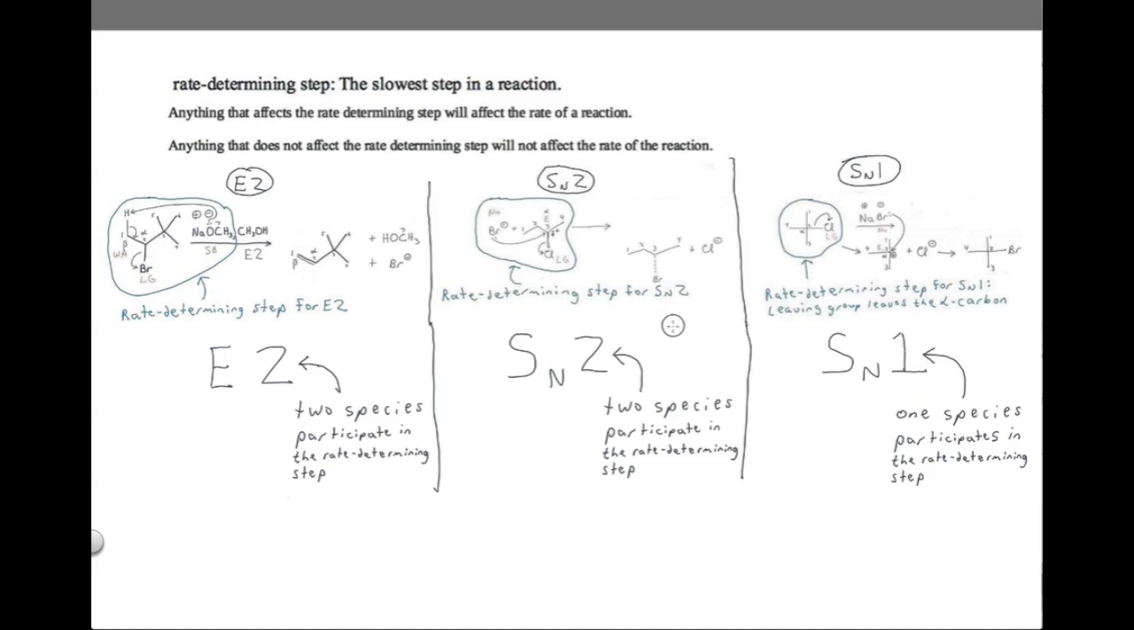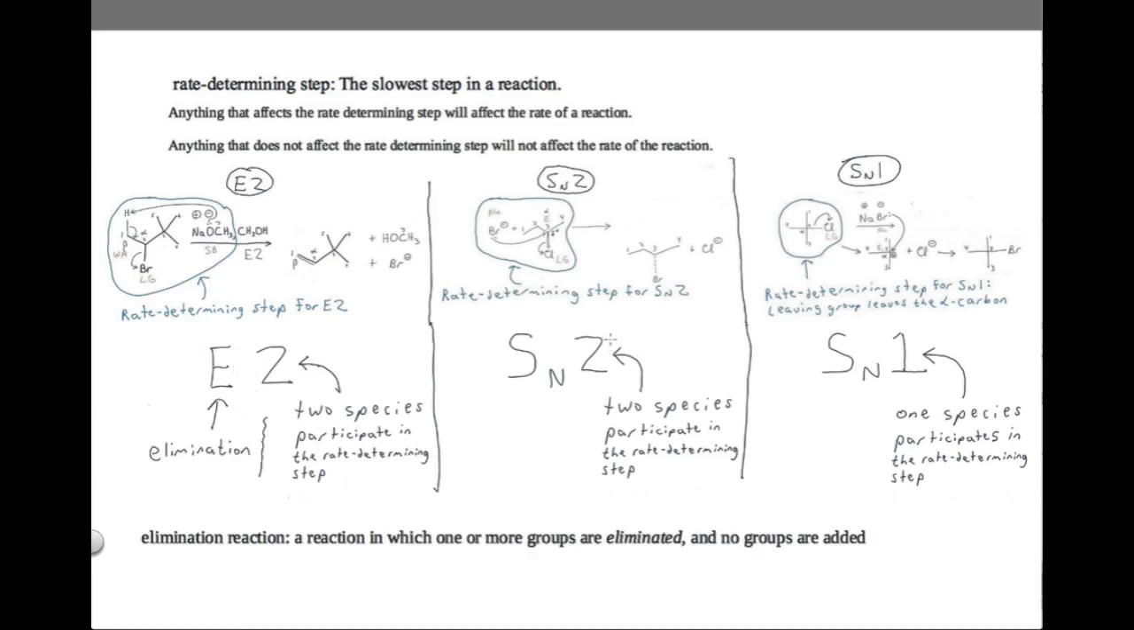For completeness, let's also review what does the capital E stand for in the term E2. Do you remember? Here's the answer. As we discussed in an earlier video, the capital E stands for elimination. An elimination reaction is a reaction in which 1 or more groups are eliminated and no groups are added. Well, E2 is an elimination reaction because we eliminate two groups. We eliminate the leaving group and the beta hydrogen, but we don't add any groups to replace them.